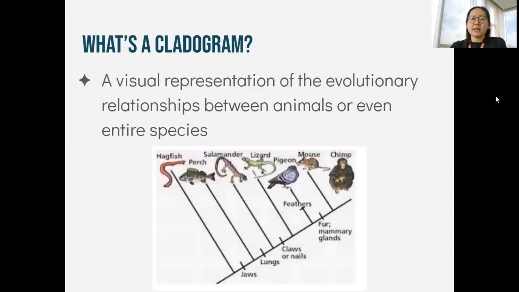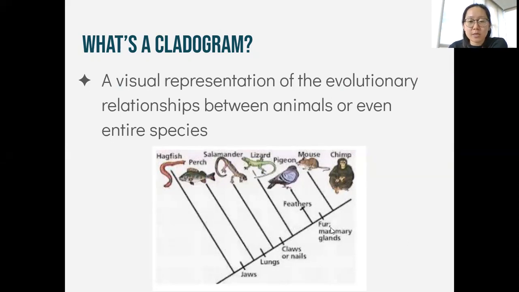The next part of taxonomy that I do want to talk about is a cladogram. A cladogram is a really nice visual representation of the evolutionary relationships between animals and species in general. We can represent an entire species on a branch just by talking about a hagfish or a perch, or just all perches and all hagfishes in general.